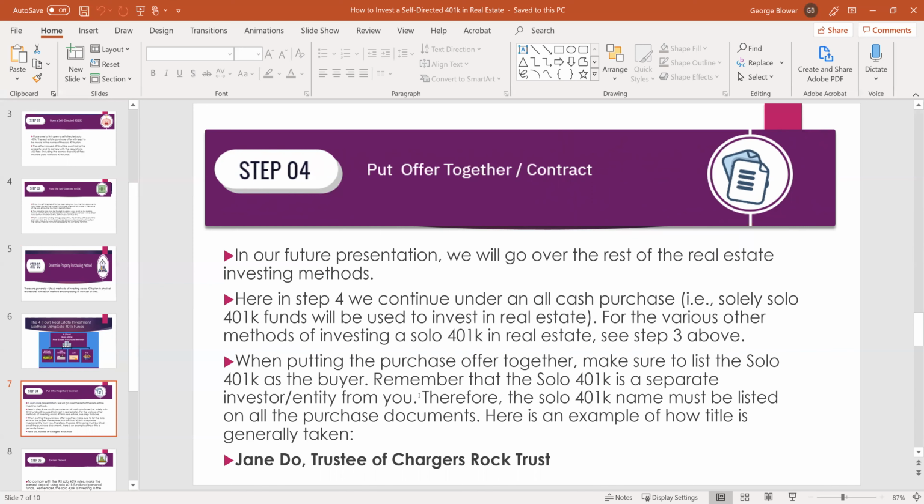So remember that the solo 401k is really a separate entity or investor from you or from your business. You're not going to take money from your solo 401k and title the property in your name or in the name of your business. Even if you immediately assign it to the solo 401k, you really want that paper trail. It really needs to be in the name of the plan.